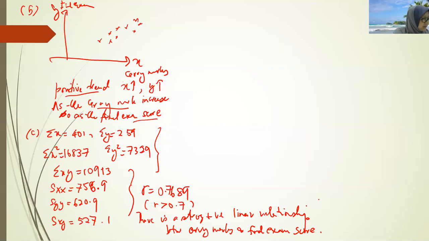So that is C. This is D. Okay, E. You need to find the coefficient of determination, which means R squared. So you square 0.7689, and this will give you 0.5912. So how do we interpret it?